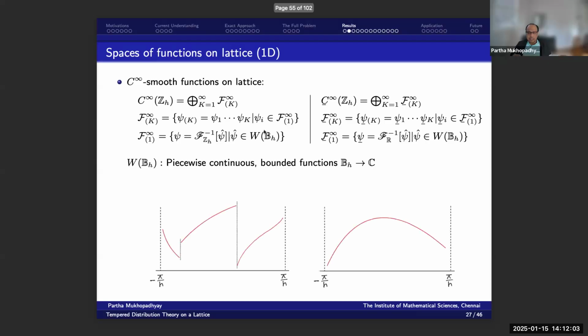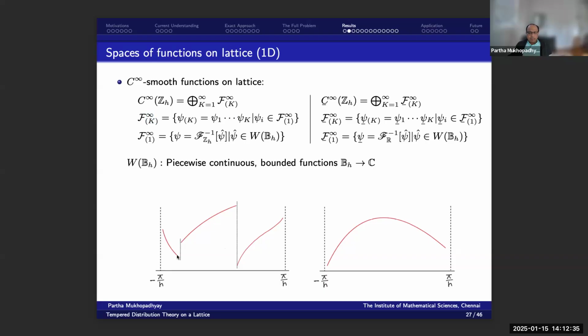So here are certain examples. This is BH. It is enough to take piecewise continuous functions. There is no condition on derivatives of those functions, but they should be bounded. These functions can be discrete Fourier transformed on the lattice, and that's what gives you the fundamental field psi. And you take products of K such fields, which gives you degree K C infinity smooth fields.